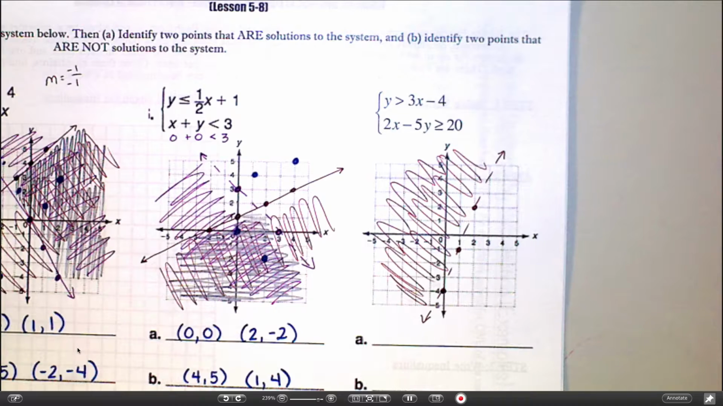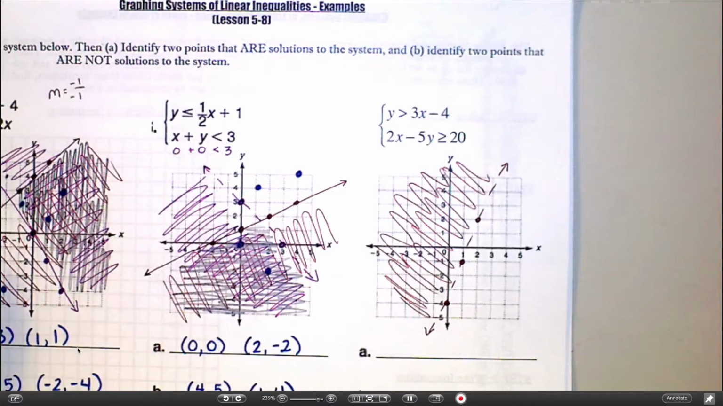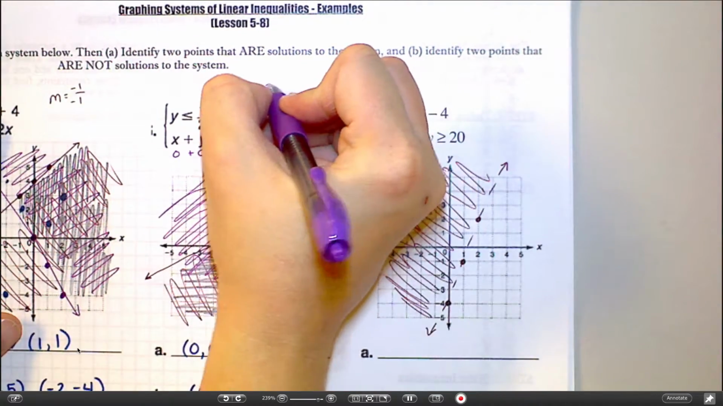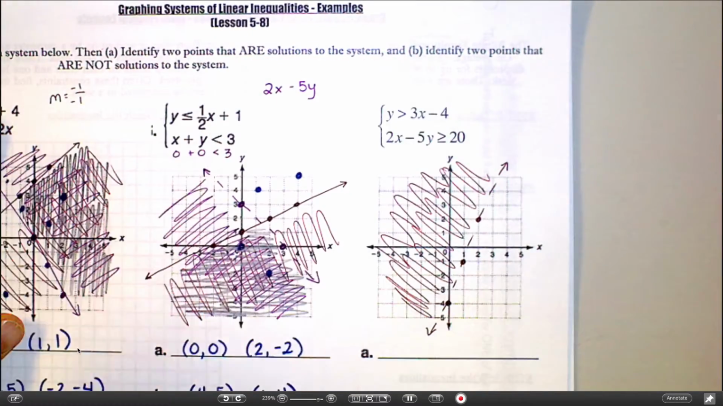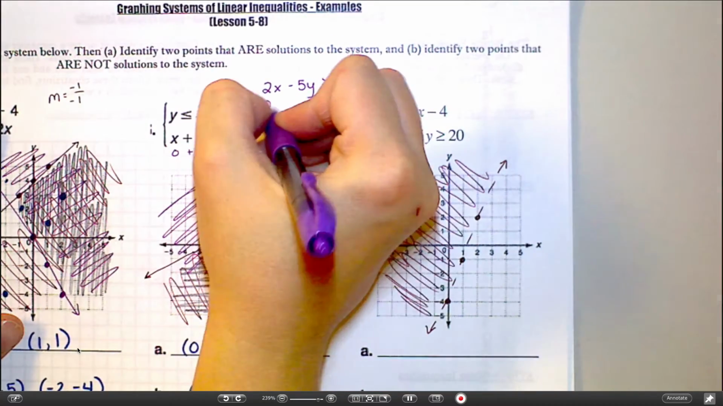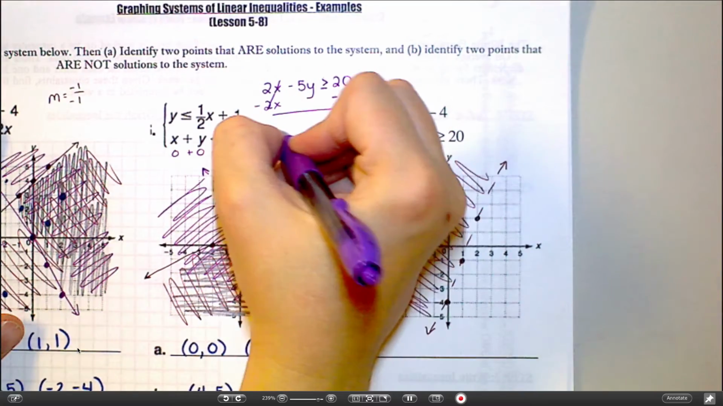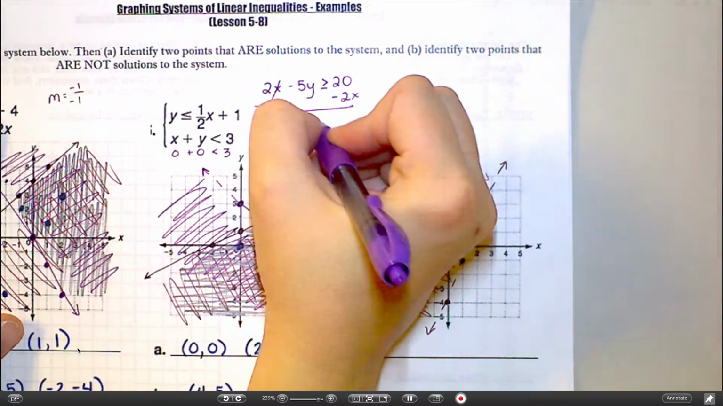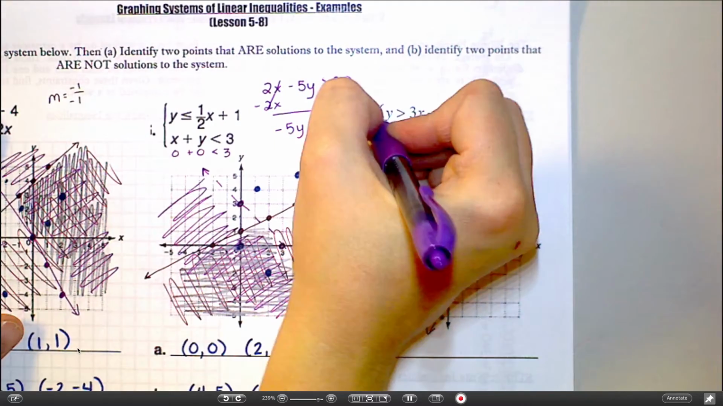Okay, so Haley, what did you just say? Okay, yeah, we could do that. Back here I use the intercepts, but if the intercepts freak you out, we can do slope-intercept form. That would look like this: 2x minus 5y is greater than or equal to 20. Subtract the 2x. It's negative 5y, greater than or equal to negative 2x plus 20.